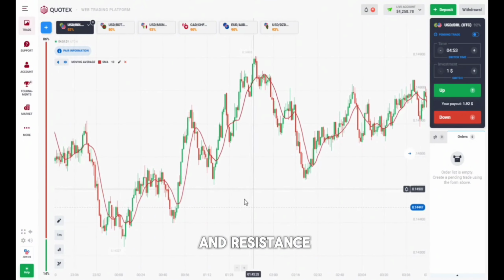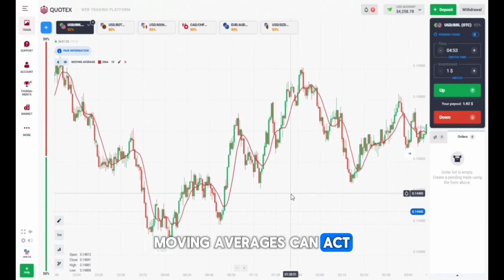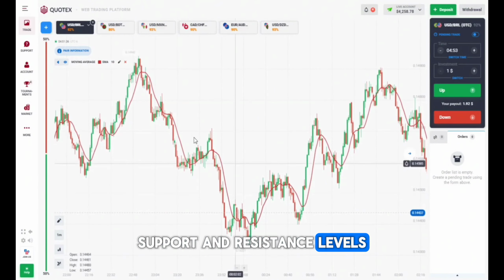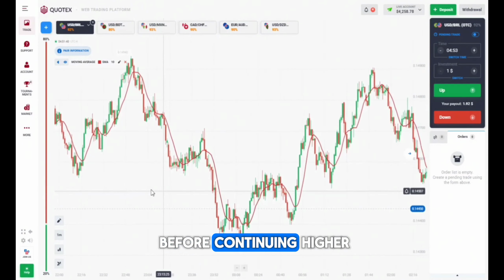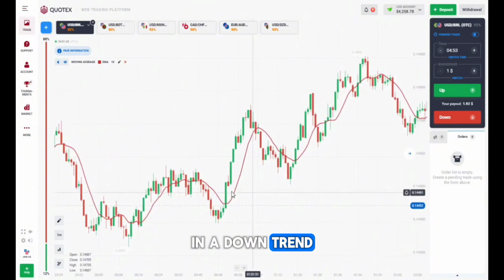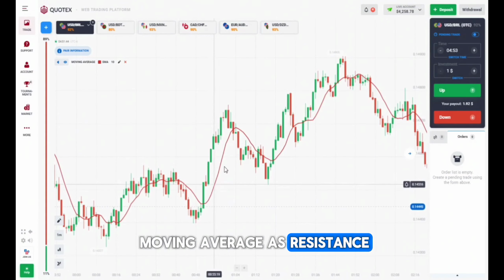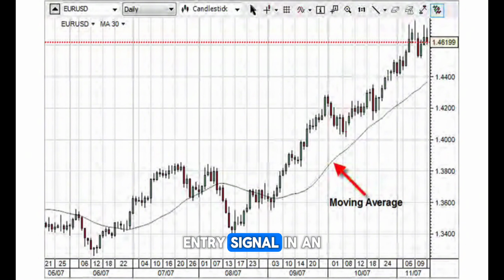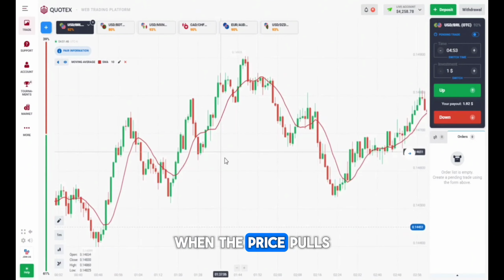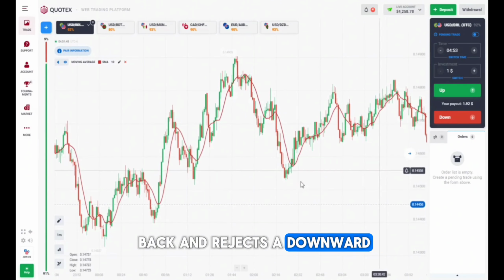3. Support and resistance. Moving averages can act as dynamic support and resistance levels. In an uptrend, price often bounces off an upward moving average before continuing higher. In a downtrend, price may test the moving average as resistance before dropping further. Moving average trading signals. Entry signal. In an uptrend, enter a trade when the price pulls back and bounces off an upward trending moving average. In a downtrend, enter a trade when the price pulls back and rejects a downward moving average.